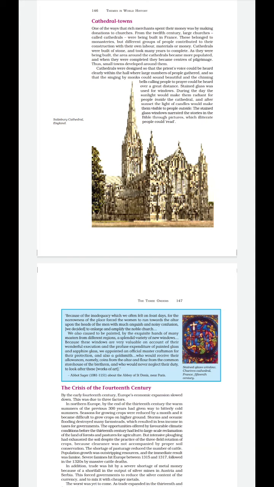What was the reason the fourth order emerged? We could see that the population had increased, there was a growth in trade, and this led to the development of town, right? So we have all discussed this, and in today's class we will discuss the cathedral town.